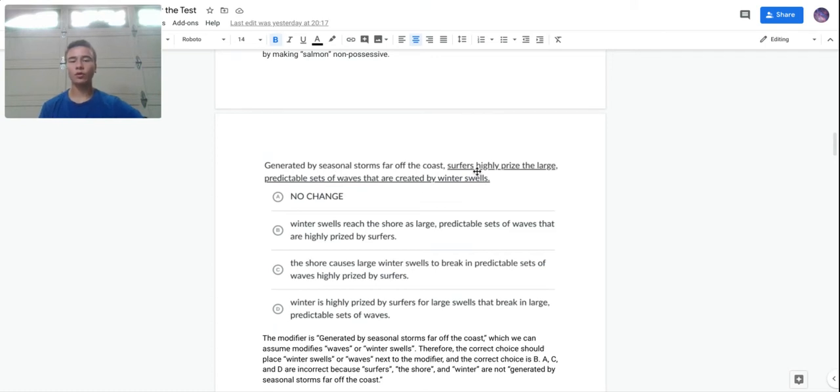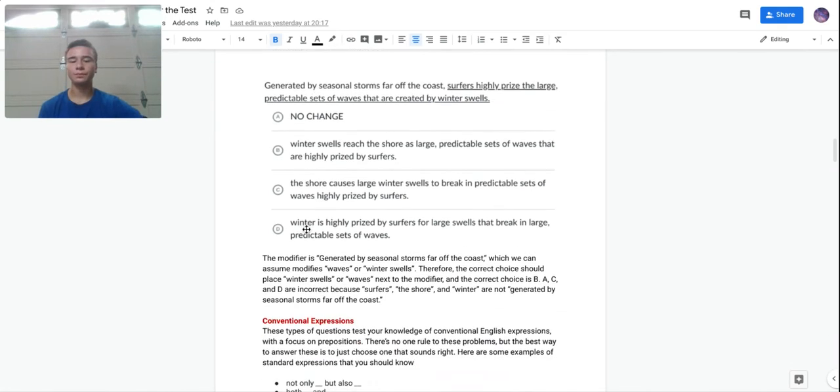So if we look at all the choices, the only one that places winter swells or waves right next to the modifier at the beginning of this underlined portion is B, because the shore isn't generated by seasonal storms, surfers aren't, and winter isn't either. So the best choice is B.